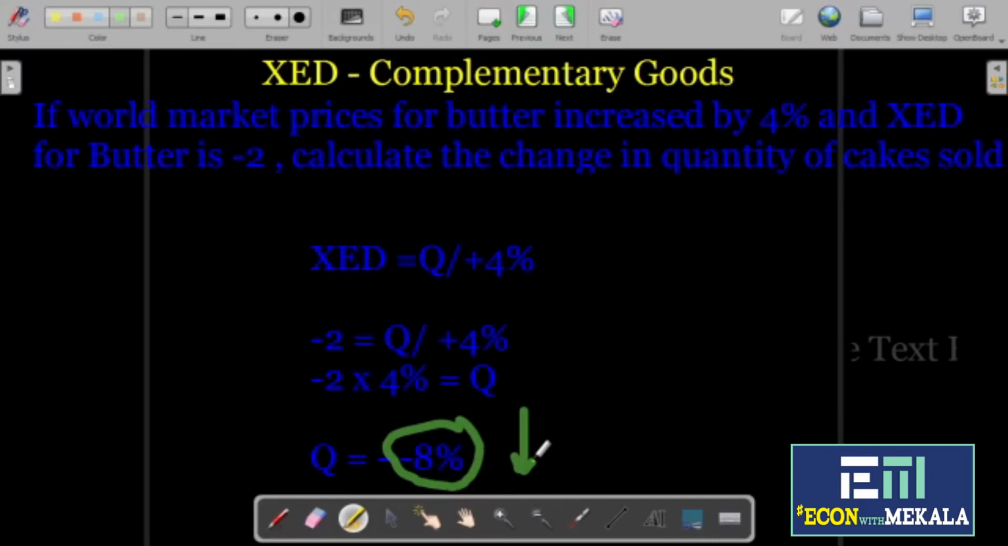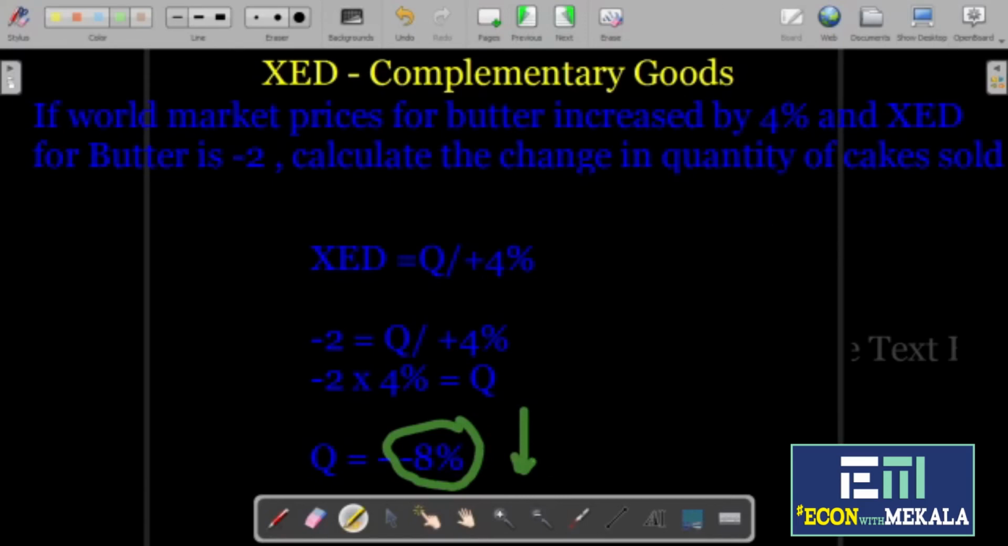Butter is a key ingredient we use in the production of cakes. So if the butter prices increased, producers are now facing a higher cost of production. In order to cover their increased cost, they will pass it down to consumers by increasing prices. So when cake prices go up, consumers might drop the demand for cakes. That is why the quantity of cake sold has decreased by 8%. So in summary, I want you to remember, complementary goods have a minus cross elasticity of demand.